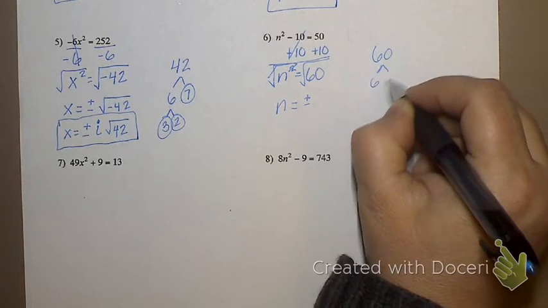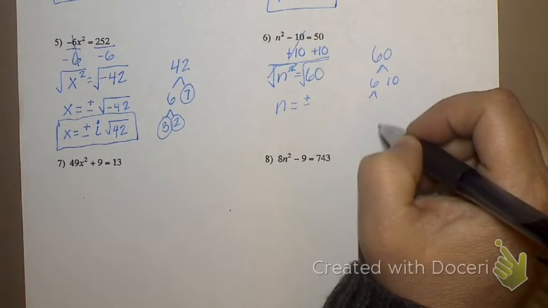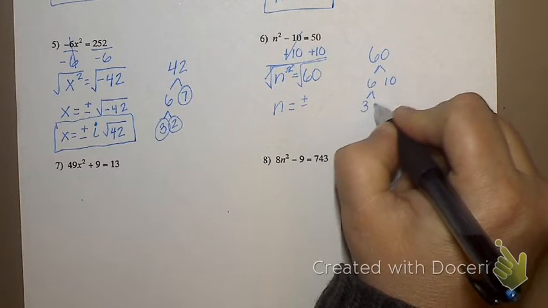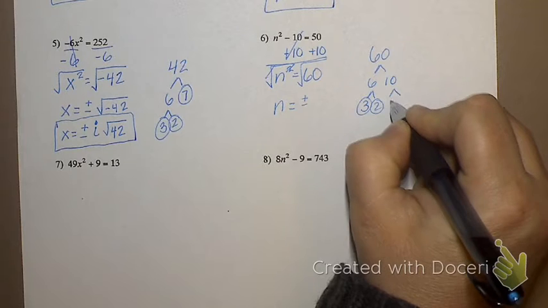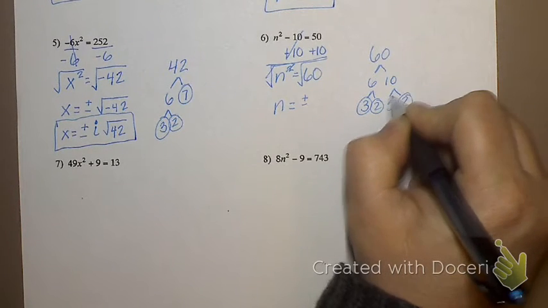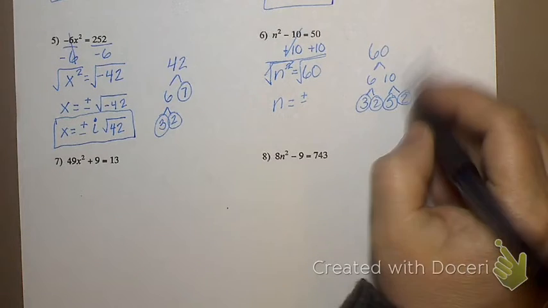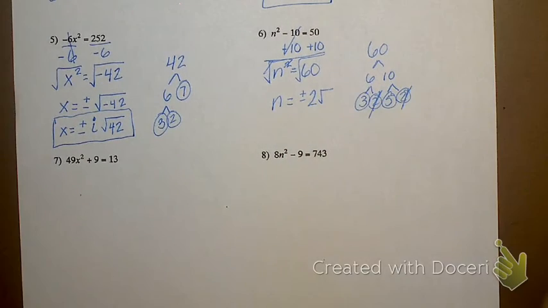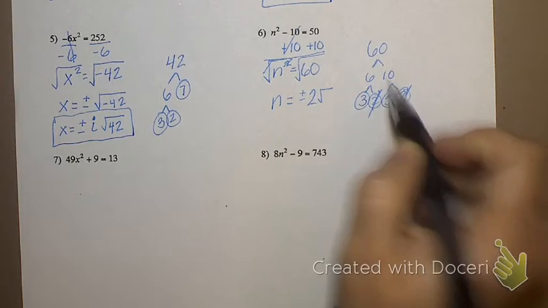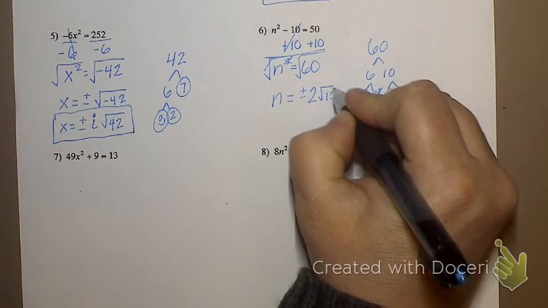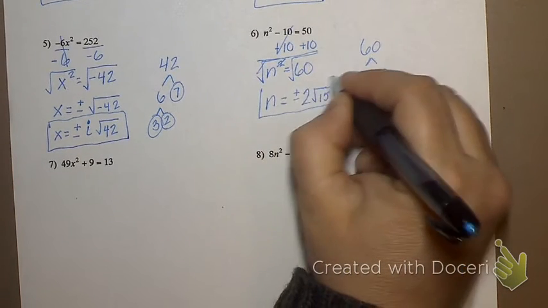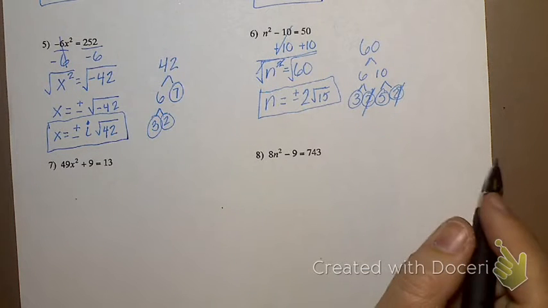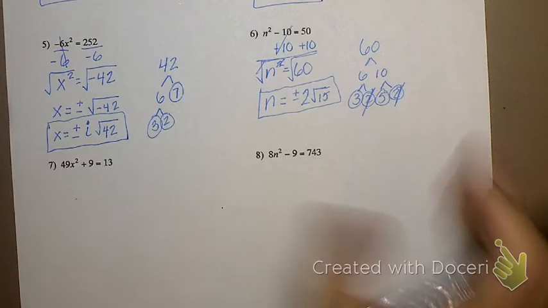Now I'm going to draw the tree for 60. That would be 6 and 10, right? Or you could do 4 and 15, things like that. 3 and 2, and then 5 and 2. So what comes out? A 2. And what stays inside? 3 times 5, which is 15. So my answer is n equals plus or minus 2 radical 15.